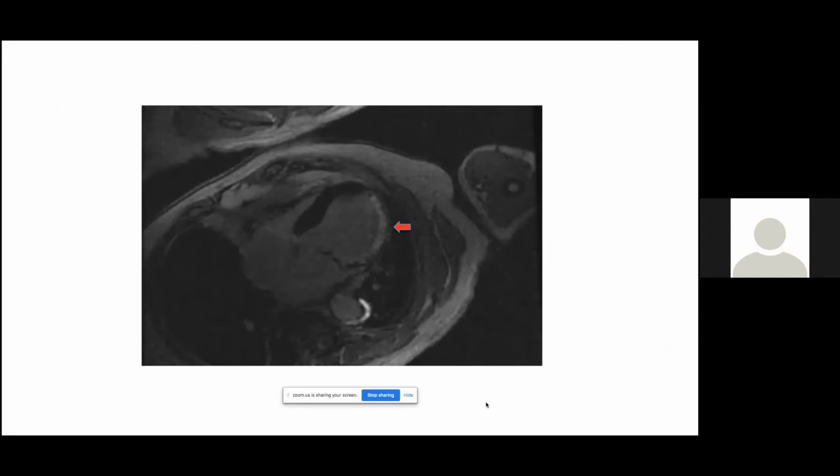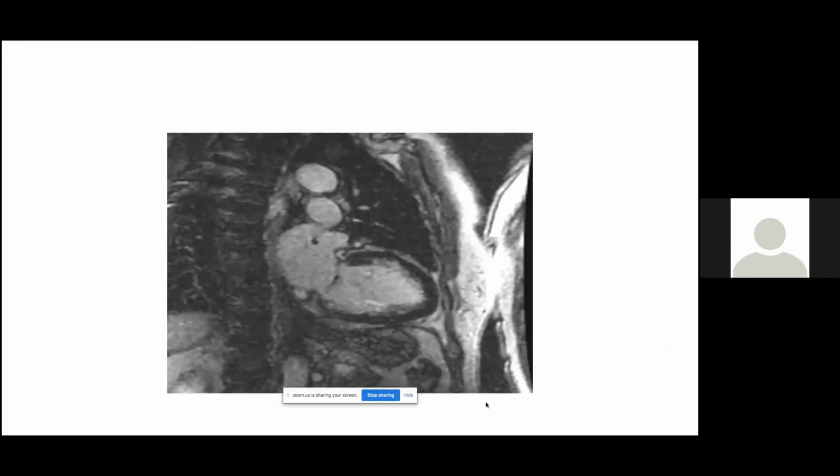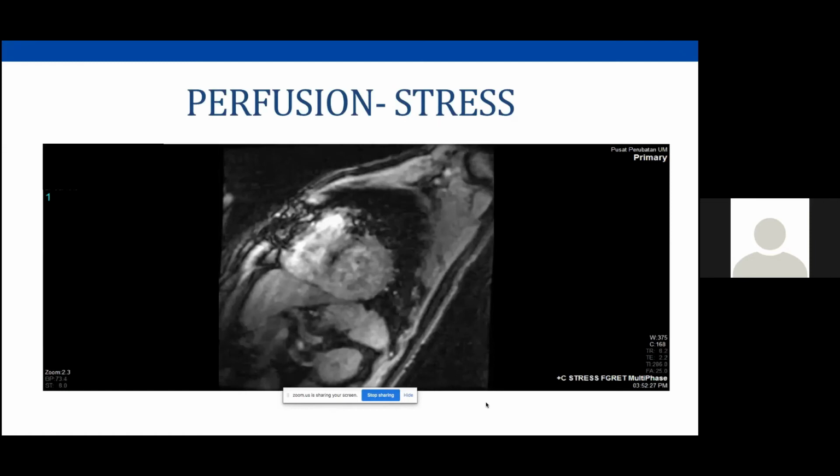This is the money shot practically. This is the late gadolinium enhancement. On this image, we can see the presence of almost transmural enhancement in the lateral wall. This is probably due to his history of previous MI. And on the two-chamber view, which covers the anterior and the inferior wall, we could not appreciate any enhancement. So he probably had an infarct involving the left circumflex artery before.